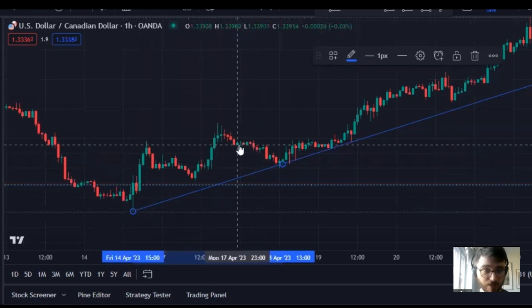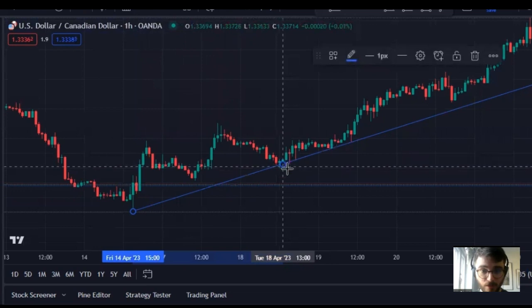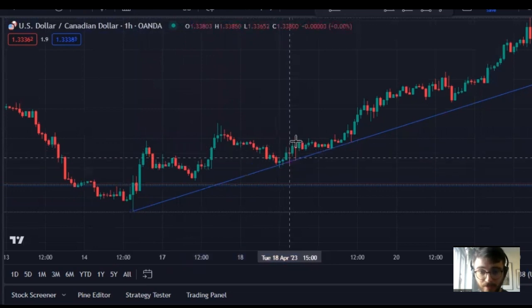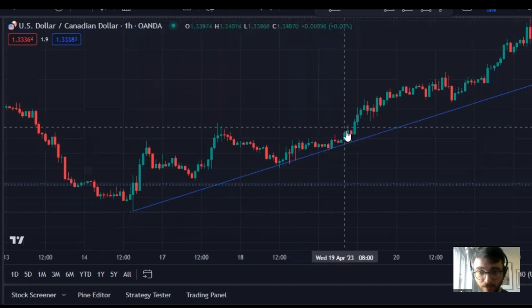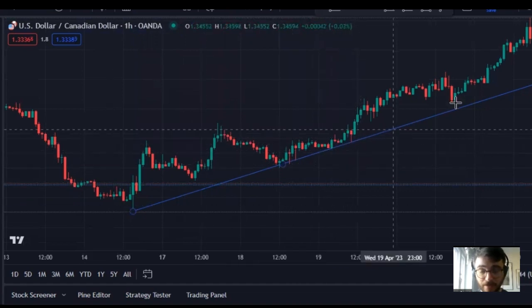So here we can see that there is one first touch. Then here we make the trend line, and it's retested once, twice, 3 times, and then 4 times after that. So we can consider that this trend line is valid.